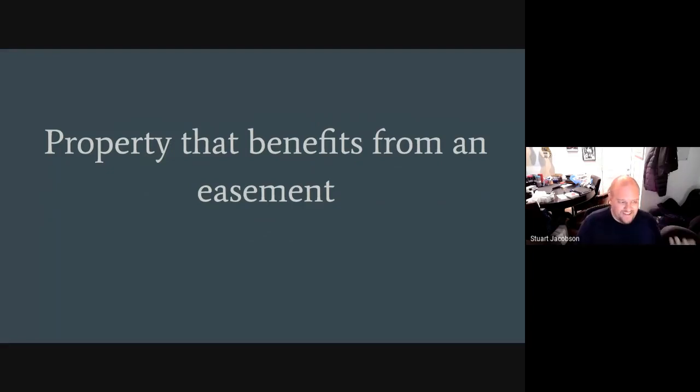So dominant estate, also they might refer to it as a dominant tenement. And that is a property that benefits from an easement. Also, the dominant tenement is the only one that can dissolve certain easements. There are certain easements that cannot be dissolved by the dominant tenement. An easement can never be dissolved solely by exercise of the servient tenement, which is the opposite of the dominant tenement.